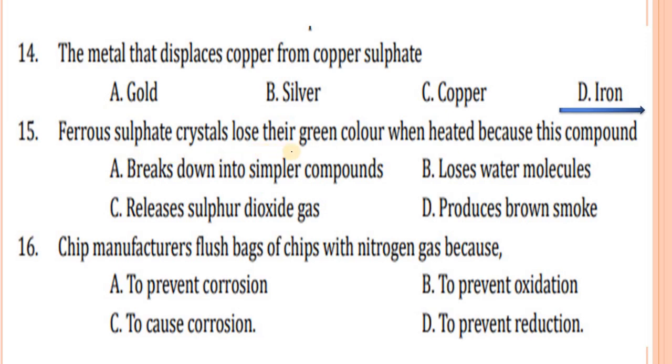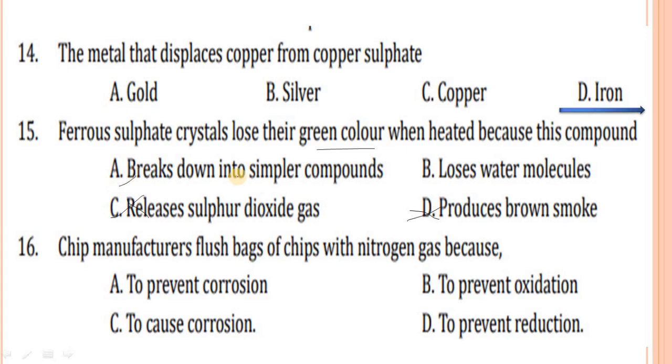Ferrous sulfate crystals lose their green color when heated because this compound breaks down into simple compounds, loses water molecules, releases sulfur dioxide gas, produces brown smoke. If you see the D option, produces brown smoke, in this reaction there is no production of brown smoke, so this will be the wrong answer. If you see the C option, releases sulfur dioxide, when the decomposition of ferrous sulfate takes place, then sulfur gas will be formed. But in the question they are asking the reason responsible for the loss of the green color. So this will not be the correct answer.